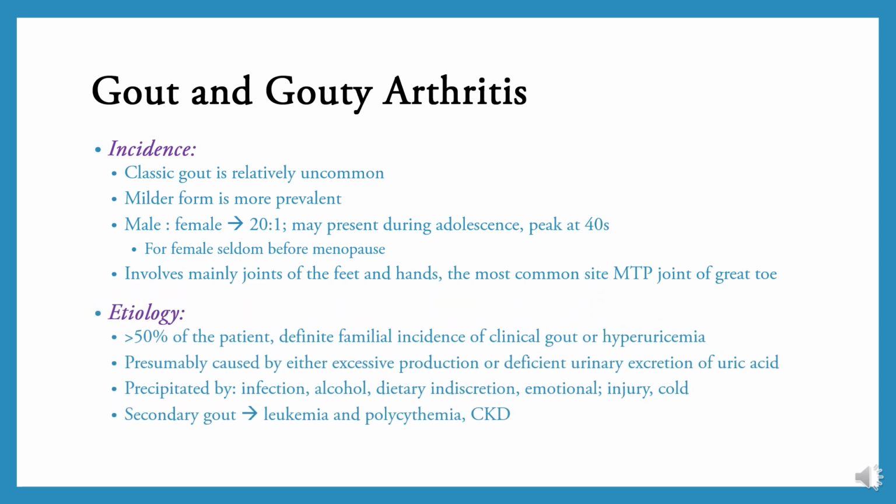Regarding etiology, more than 5% of patients have a definite familial incidence of clinical gout or hyperuricemia, presumably caused by either excessive production or deficient urinary excretion of uric acid, precipitated by infection, alcohol, dietary indiscretion, emotional injury, and cold. Secondary gout is due to leukemia, polycythemia, or CKD.